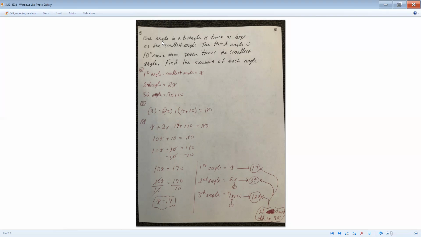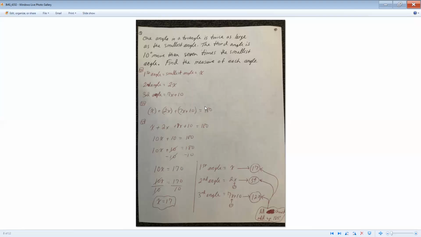And we see how the first angle that is described, one angle in the triangle, is twice as large as the smallest angle. So that means the second angle is going to be 2x. We have the smallest angle that I call x. One angle in the triangle is twice as large as the smallest angle, so that would be 2x. Then a third angle is 10 more than 7 times the smallest angle. So 10 more than is 10 plus, then 7 times, that's 7x. 7 times the smallest angle, 7x plus 10. So that would be our third angle.